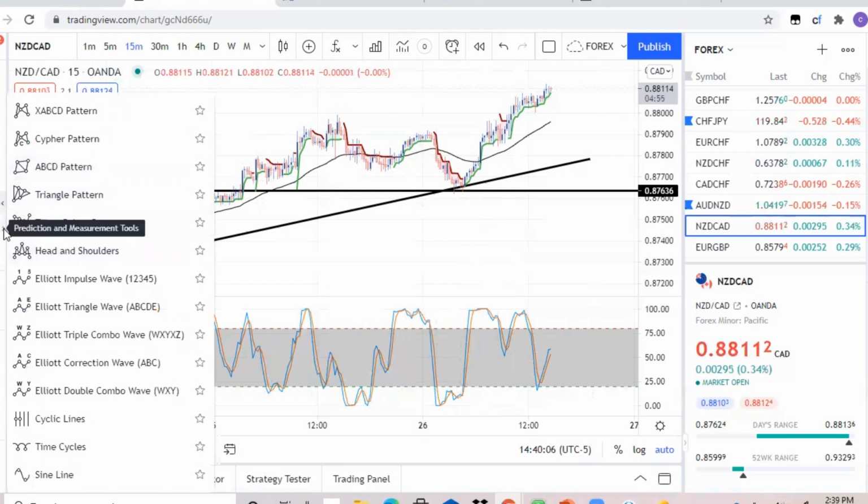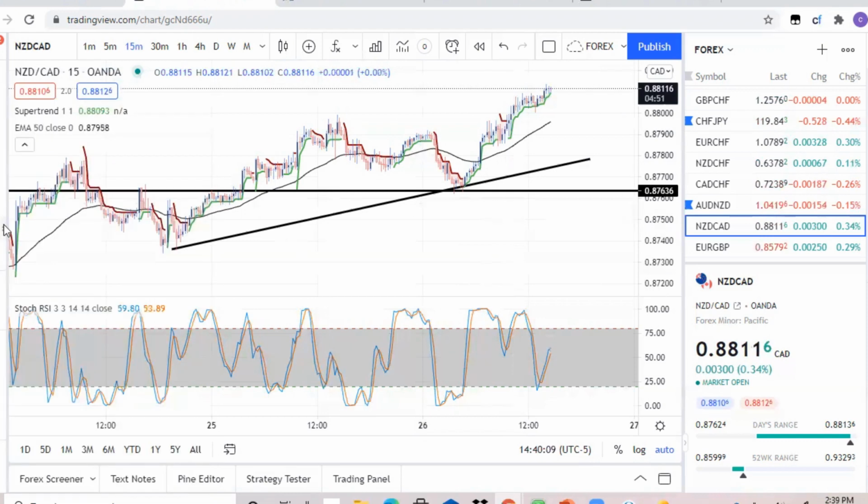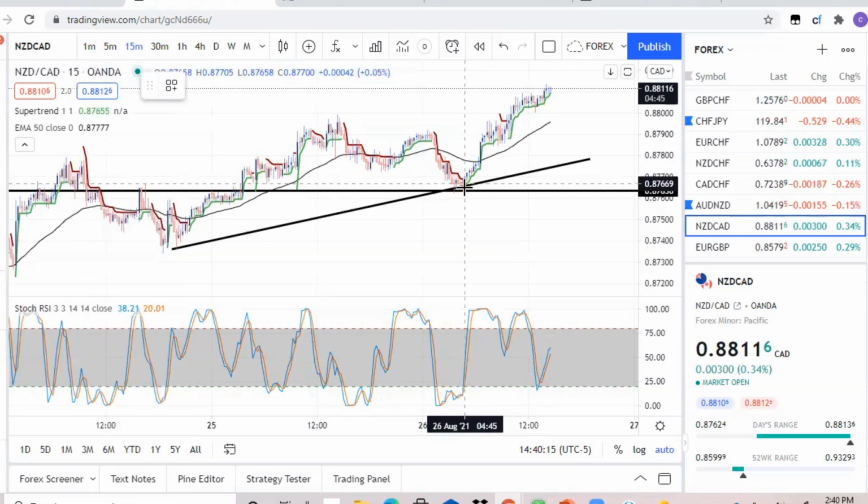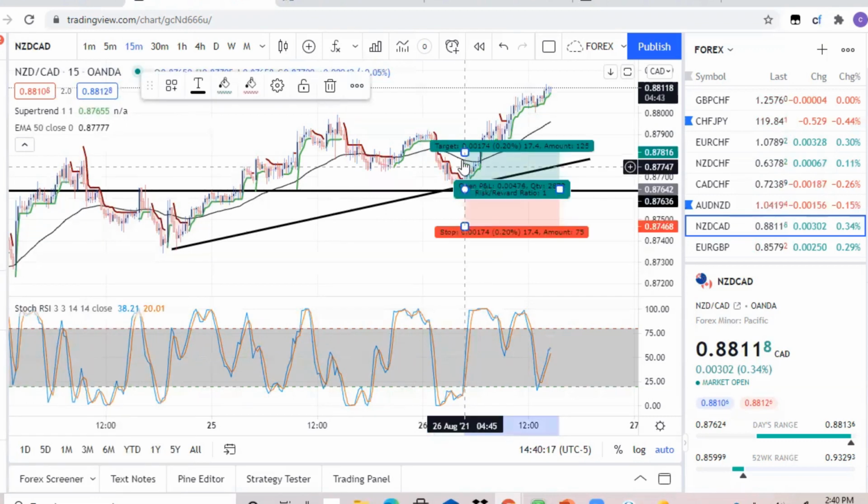Either pattern that you really want to use. I don't really use this, but very nice tool. Next you have the long position and the short position. Whenever you enter a trade, long position is for buys, short position is for sales.